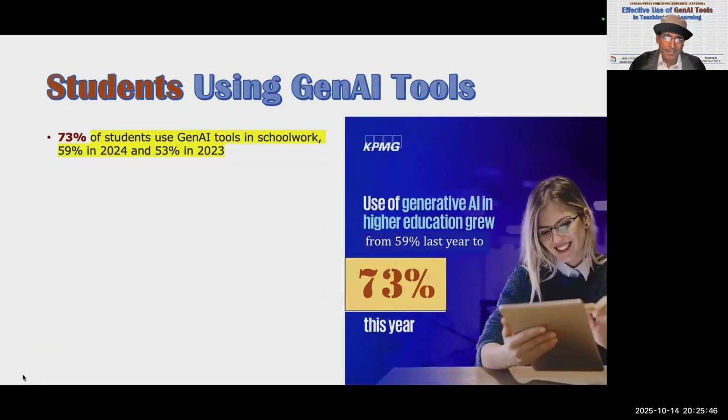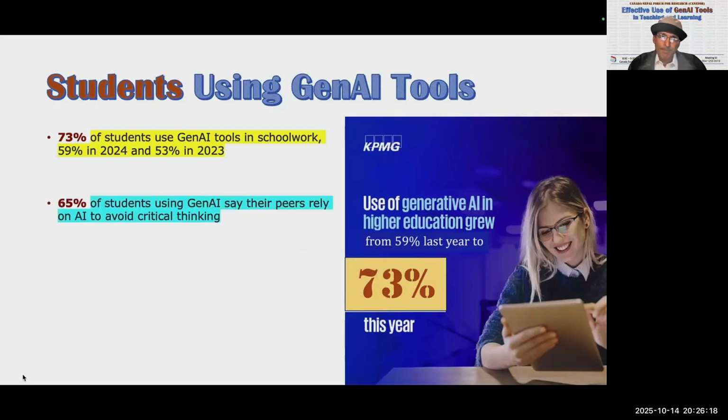And what are students doing here? There is another piece of research by KPMG, a very reputed institution in Canada and beyond. The name comes from its 4 founding partners: the starting letters of their surnames make up KPMG. KPMG has done research in 2023, 24, and 25. In 2023, 53% of students used AI tools for schoolwork. In 2024, 59%, now 73%.